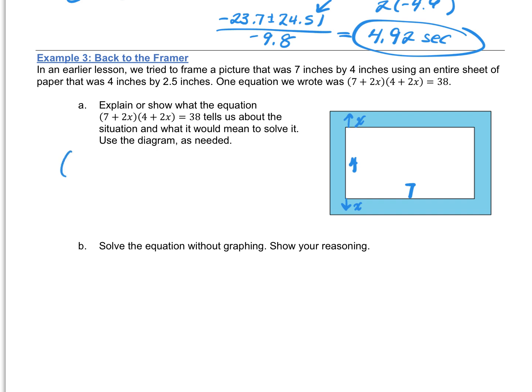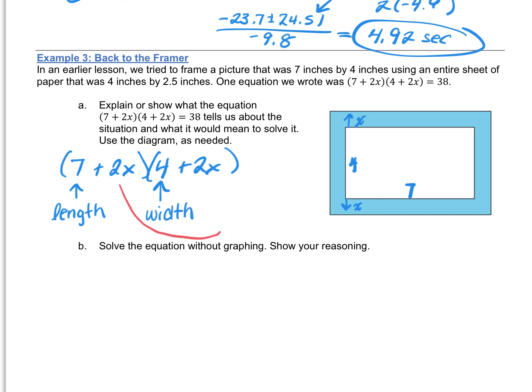So our goal here is to explain in 2A. So here's my equation. This represents the length of the picture, and this is the width. The 2x in both cases represents the added length, technically in each direction, of the frame. Okay, now, oops, I forgot to include what it equals. It equals 38, right? So this is going to be my area altogether.